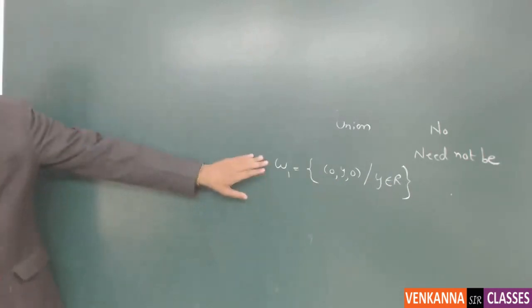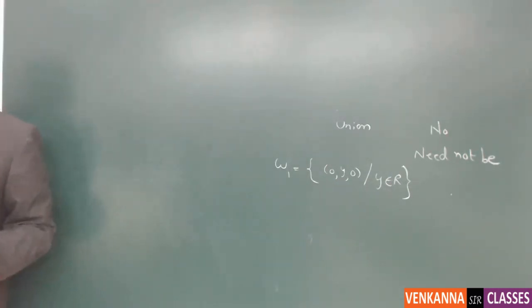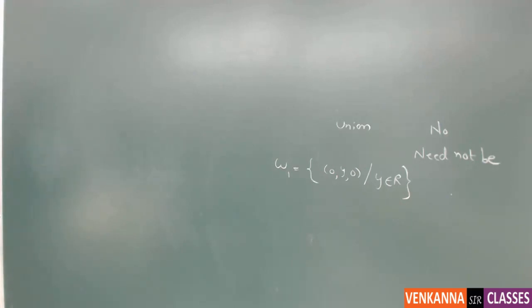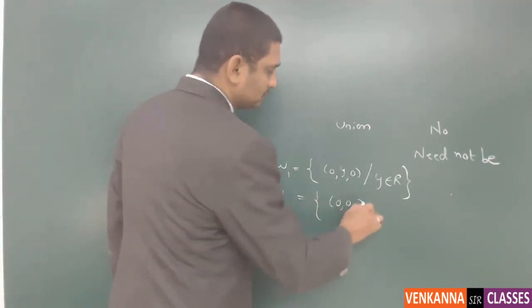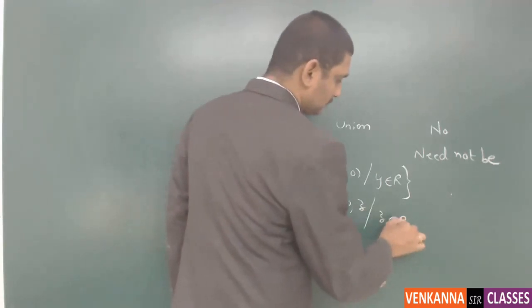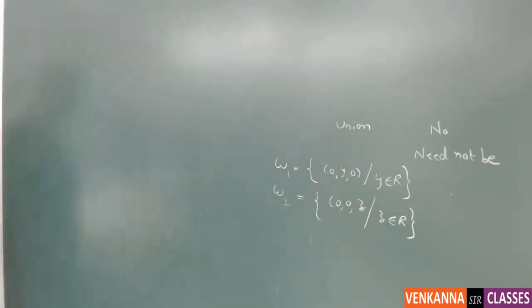So from this, what can we say about W1 on observing the pattern of the points? W1 is nothing but the y-axis. Agreed? Yes or no? So, if you take W2 as of the form, it is nothing but the z-axis.